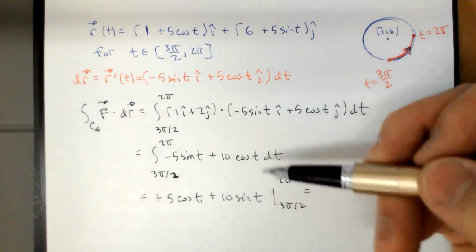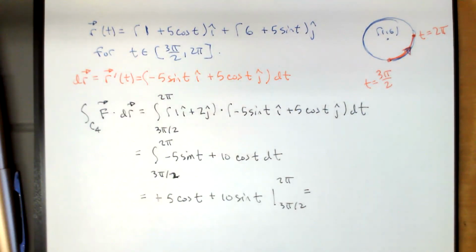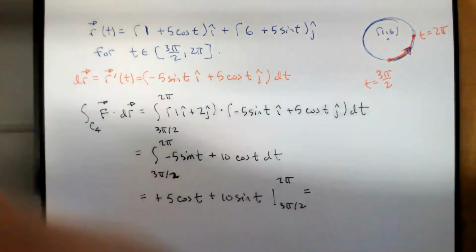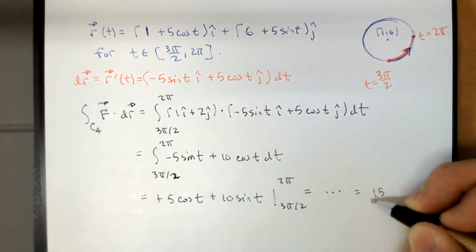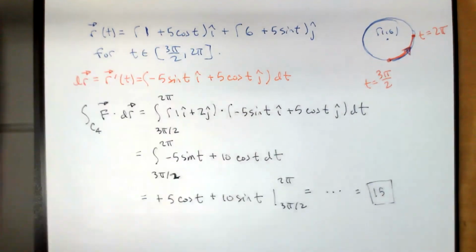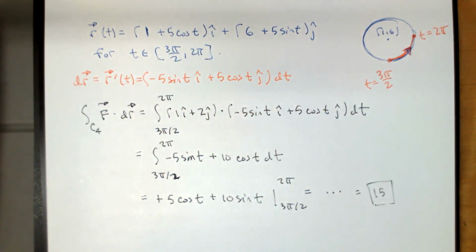Derivative of cosine is negative sine, derivative of sine is cosine. Any questions? We didn't have to do this because we had previously recognized that we had a gradient field, but it's important to be able to do the calculation anyway.